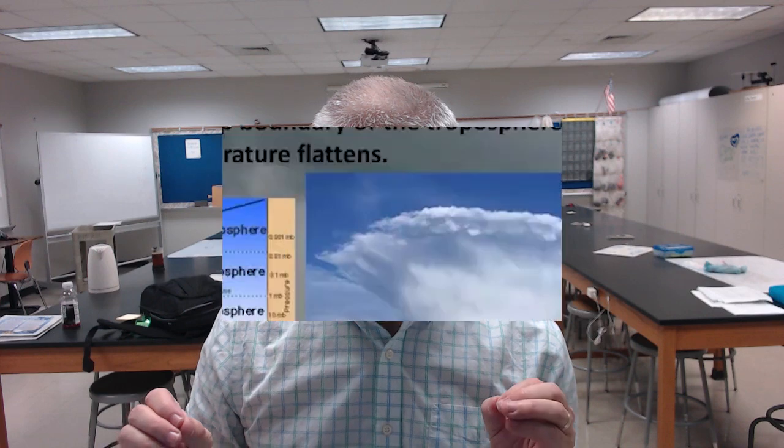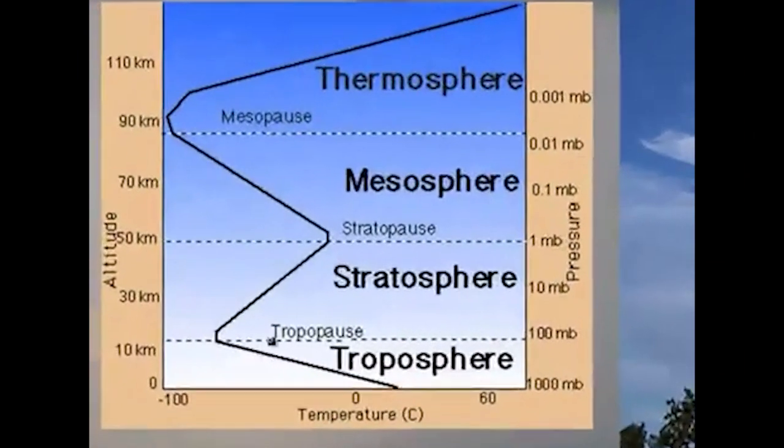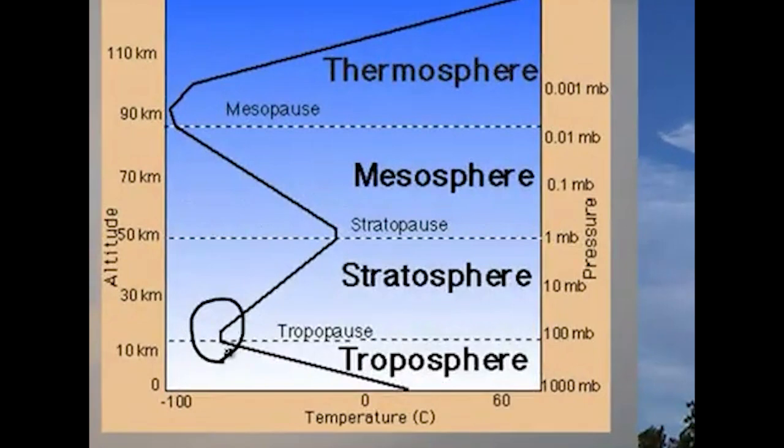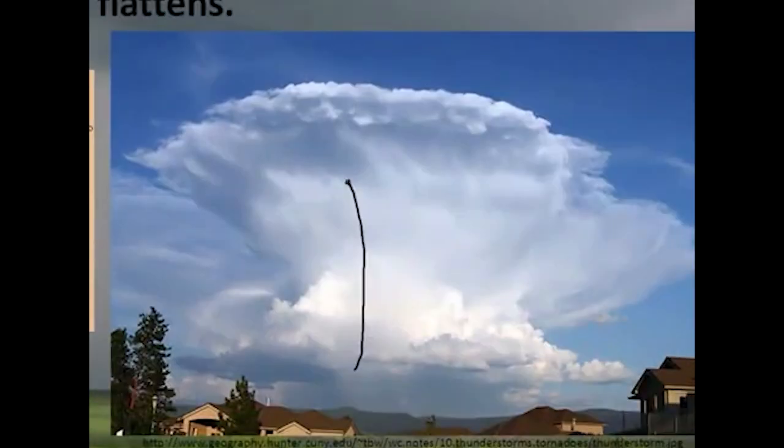So let's dive in. It's the top boundary of the troposphere. This is where the temperature flattens. So remember in our diagram here, at the tropopause, see how the temperature stays constant right down here? That's called the tropopause. Now that's important to understand because as you get a thunderstorm, remember we're talking about thunderstorms, and we get this flattening out.